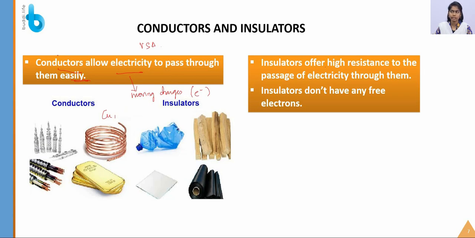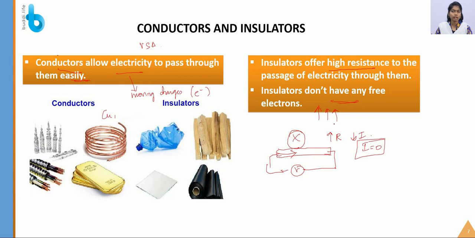So what about insulators? Insulators offer very high resistance. For example, if you have a wooden substance and apply a potential difference across it, will any electricity flow through the wood? No. Why? Because it offers a very high amount of resistance, so there is no current, or only a very low current. This is the property of an insulator, and an insulator does not have any free electrons. This is the major reason why it offers high resistance. The electrons are very tightly bound.